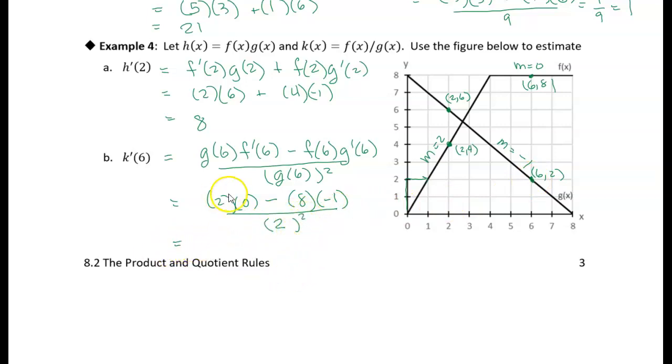All right. So this first thing is just 0. So we have minus 8 times a minus 1, which is just 8. And then the denominator is 2 squared, which is 4. So that just is 2. And there you go. All right, that's all the examples I have for this lecture, and I will see you in class.